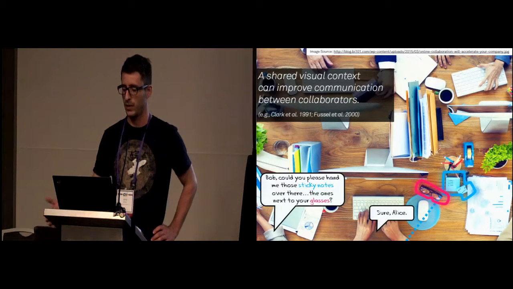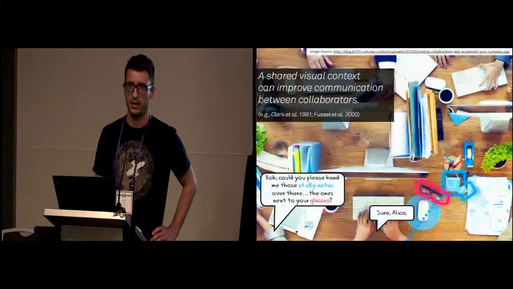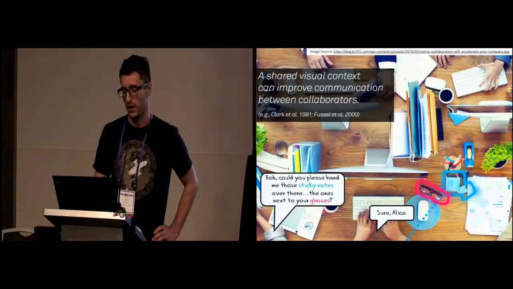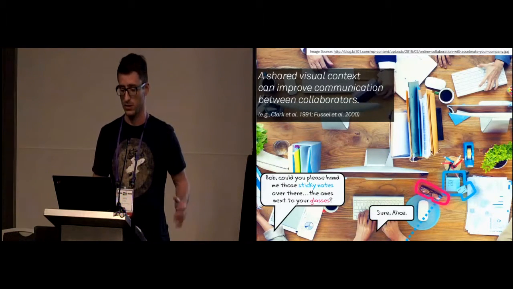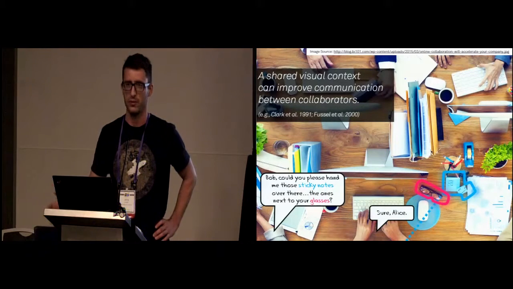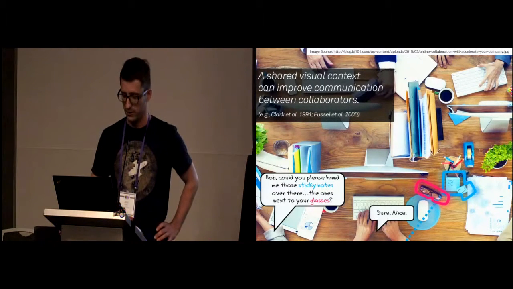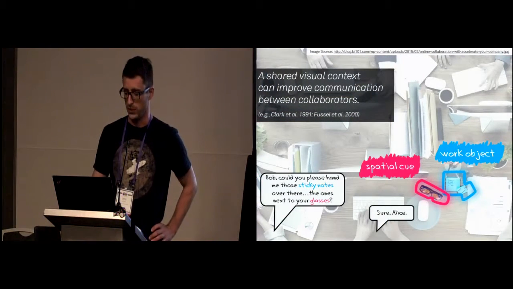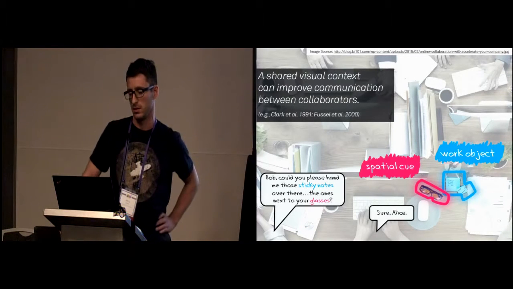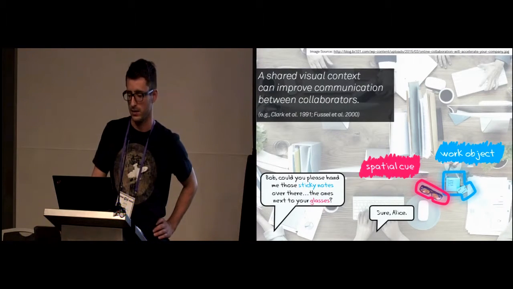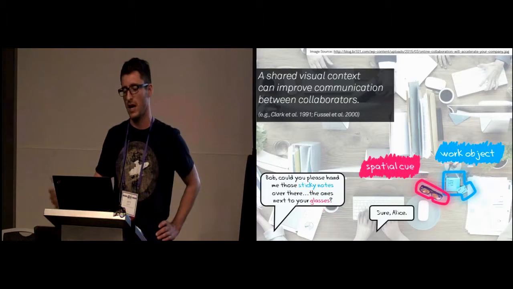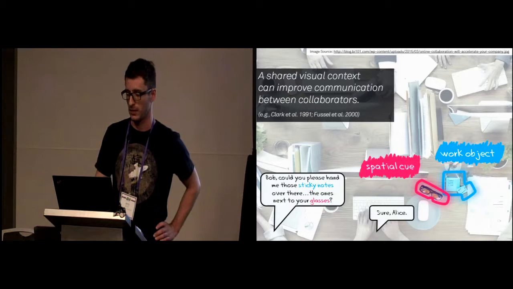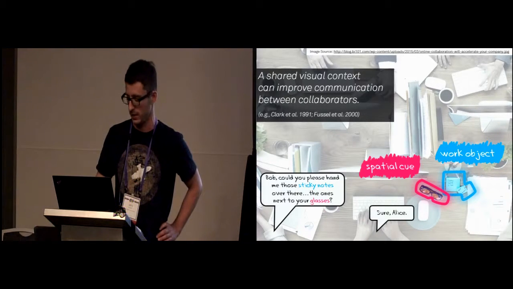But luckily, in many cases, we can make use of other nearby objects that let us better specify the location of the object we actually want to refer to. In this case, Alice refers to Bob's glasses to clarify which notes she's actually referring to. So it gets clear, and Bob knows which sticky notes he has to hand over. In this case, the glasses serve as a spatial cue to better identify the actual object of interest, the work object in this case.